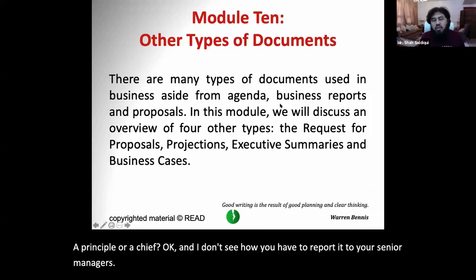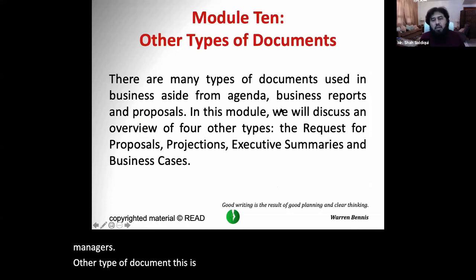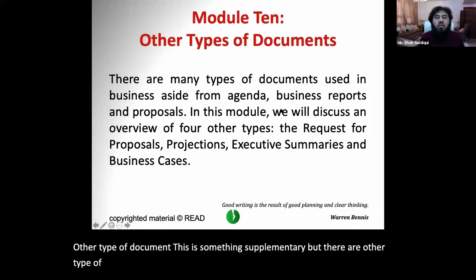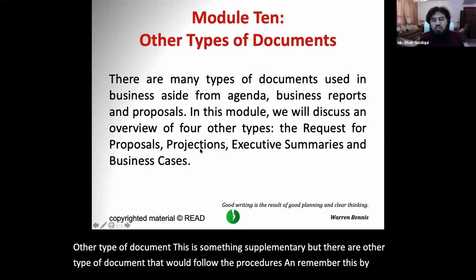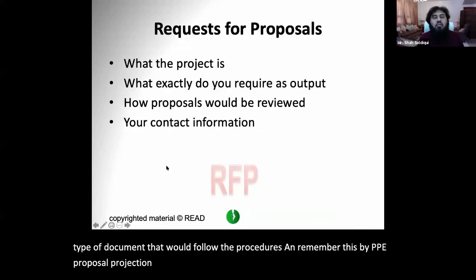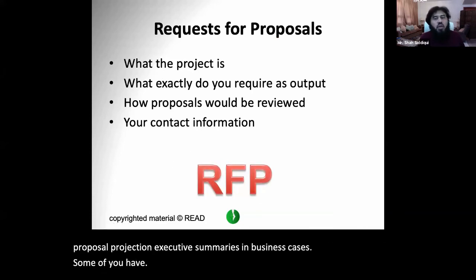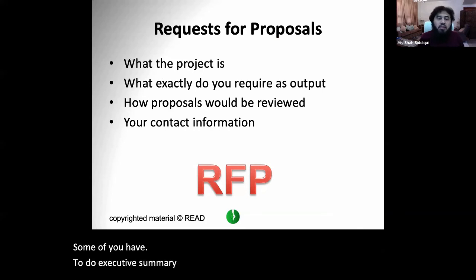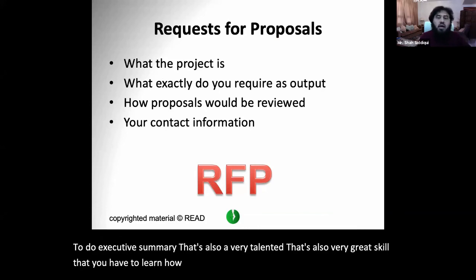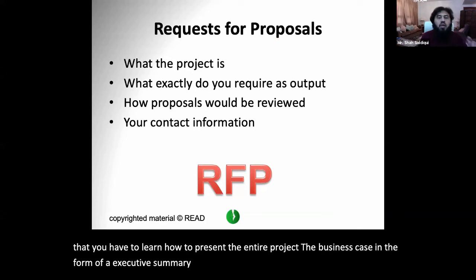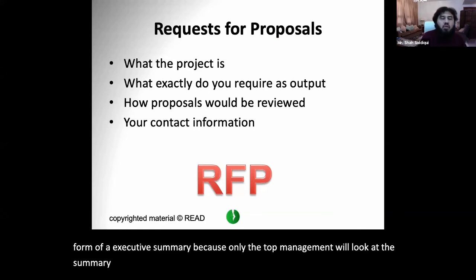Other types of documents, this is something supplementary, but there are other types of documents that would follow the procedures. And remember this by PPE: proposal, projection, executive summaries, and business cases. Some of you have to do executive summaries. That's also a very great skill that you have to learn: how to present the entire project, the business case, in the form of an executive summary, because only the top management will look at the summary. They're not going to look at the entire report.